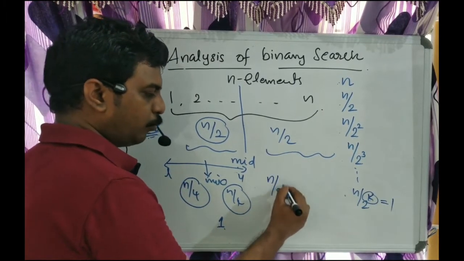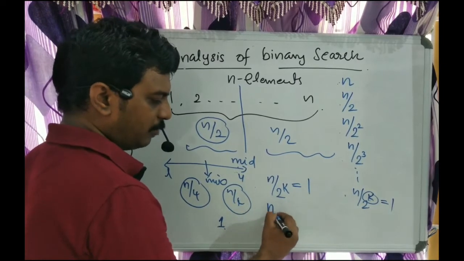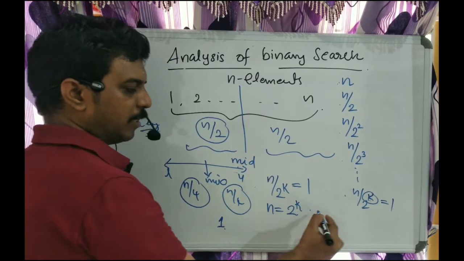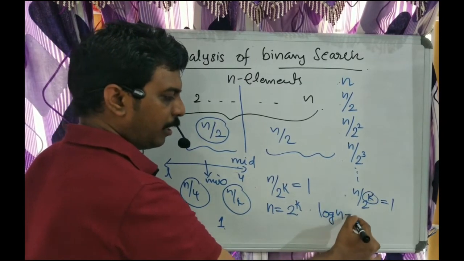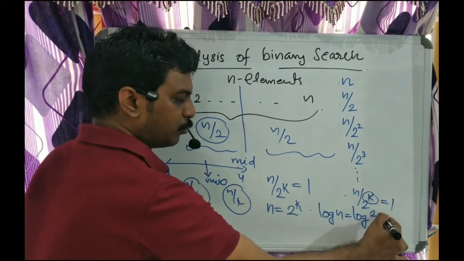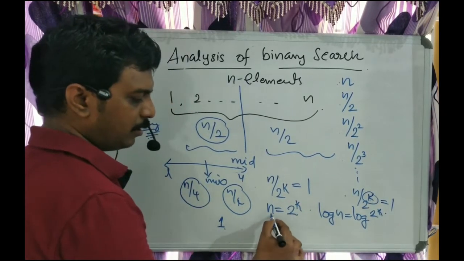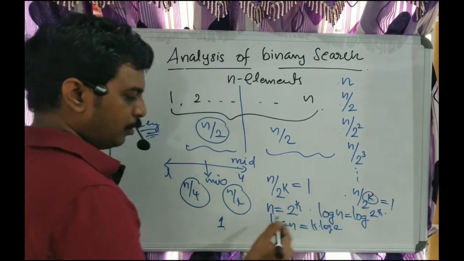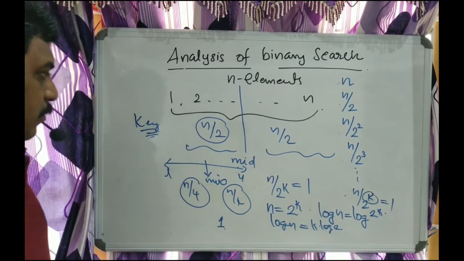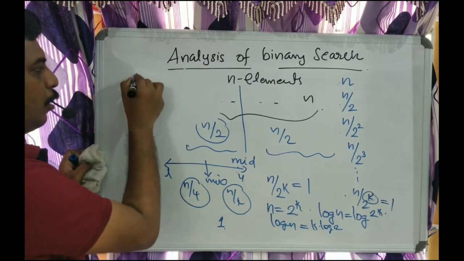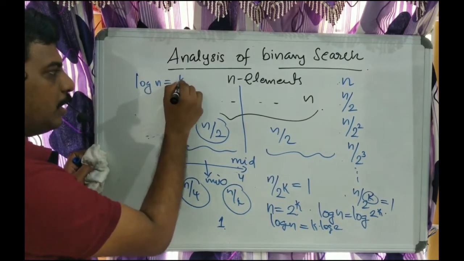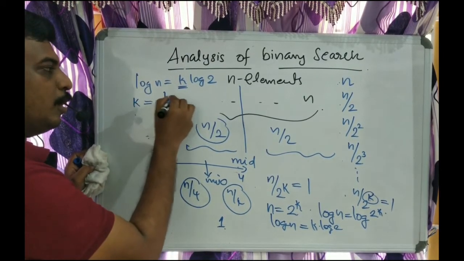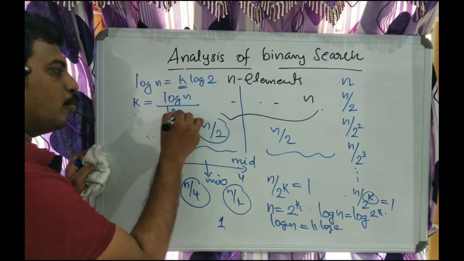So n by 2 raised to k equal to 1, which is nothing but n equal to 2 raised to k. You can simply take the logarithm on both sides, which means log n equal to log 2 raised to k, which is nothing but log n equal to k log 2. So you can find k equal to log n divided by log 2.